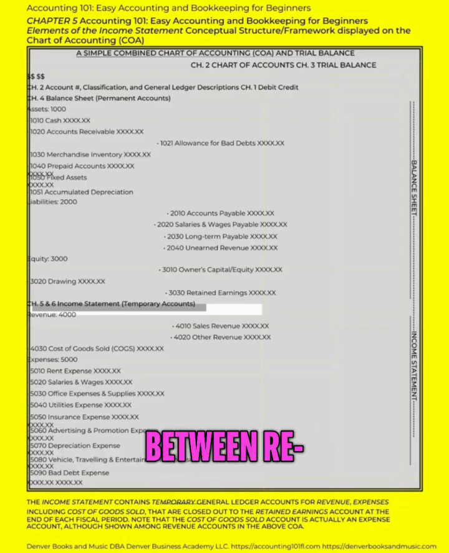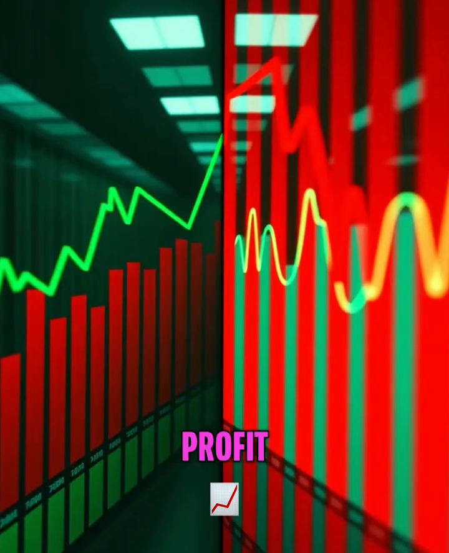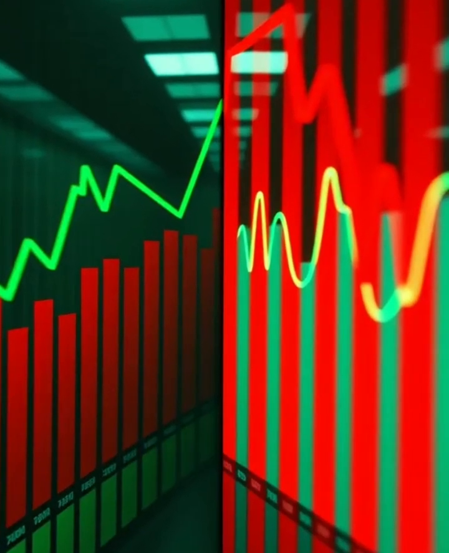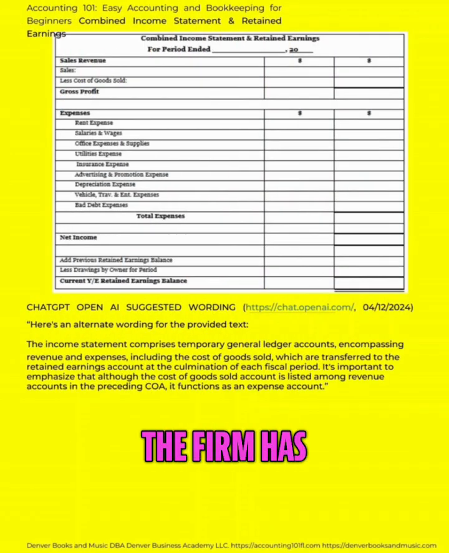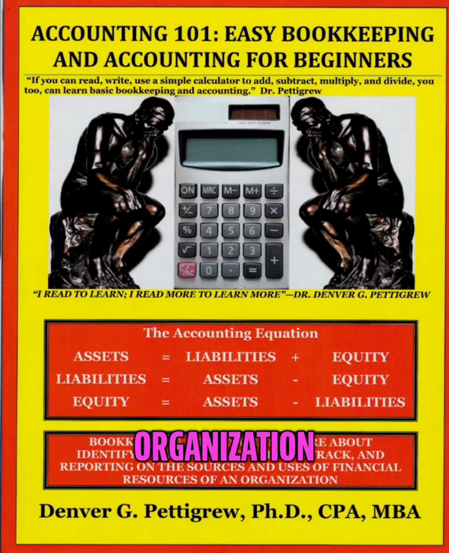The relationship between revenues, expenses, and the net profit is summarized as follows. The firm has a net loss if total expenses, including cost of goods sold, are greater than revenues for the period. However, the firm has net income for the period if total revenues are greater than expenses, including cost of goods sold. The income statement summarizes the operating activities of the organization over a period of time, called the operating cycle of the organization.